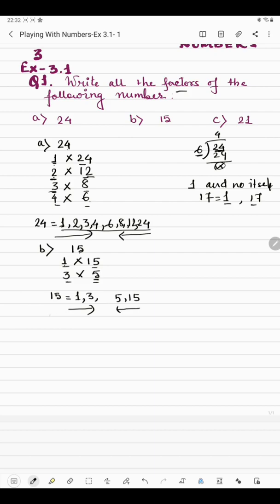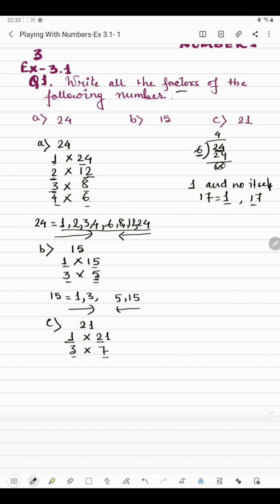Now the next number is 21. Now see, we'll start from 1. 21 divided by 1 is 21. So these two are the factors of 21. Now after 1, 2 comes. Now 21 cannot be divided by 2, right? So we'll take 3 because after 2, 3 comes. In 3's table 21 comes. So how to write that? 3 7s are 21. So these are the two factors of 21.